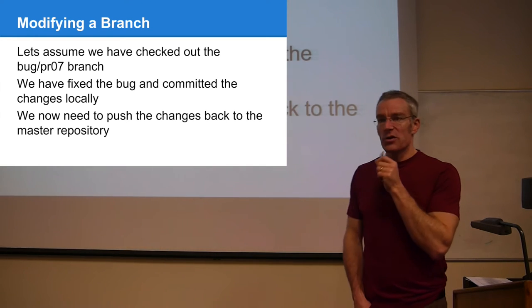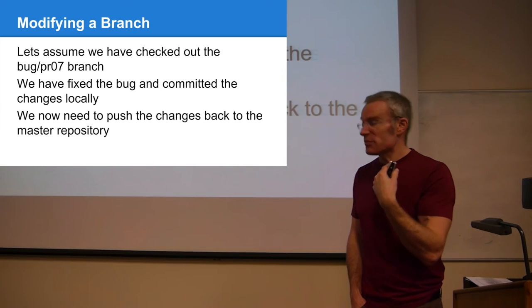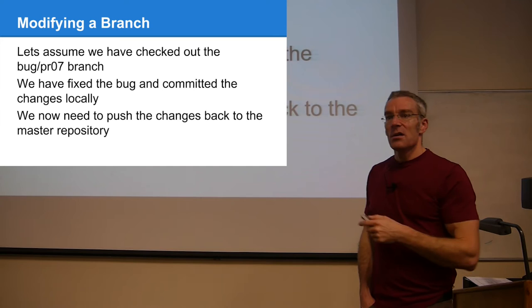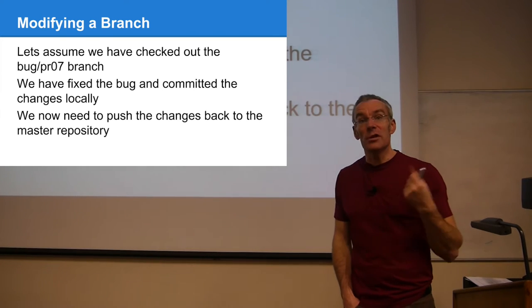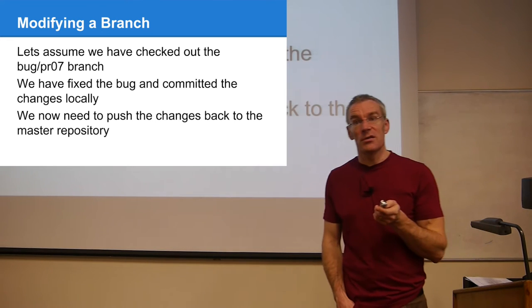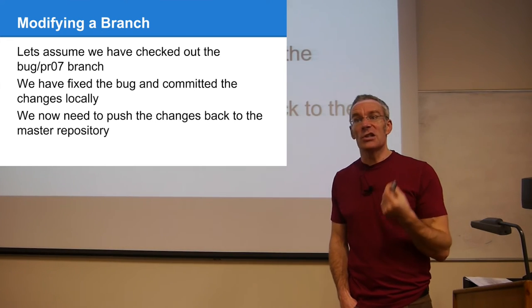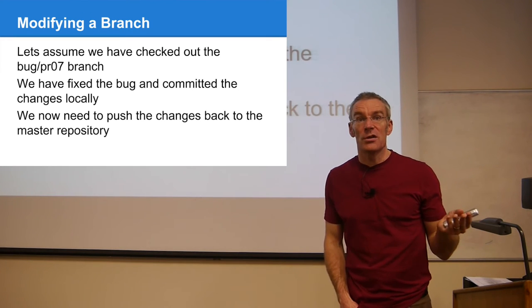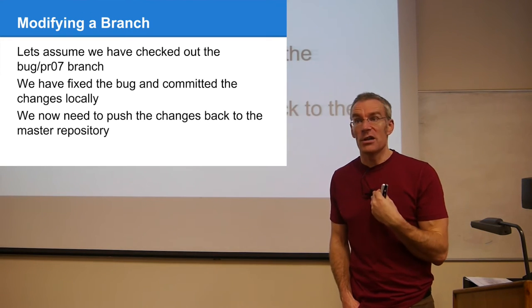Once you've modified the branch, so I've switched to bug-PR07, I fix bugs, I commit my changes like I would normally. What I've now got to do is push the changes back to the master repository. That makes sense, doesn't it? I've made my changes locally. Until now, the master repository doesn't even know about this branch. It's a private branch, only I know about it.